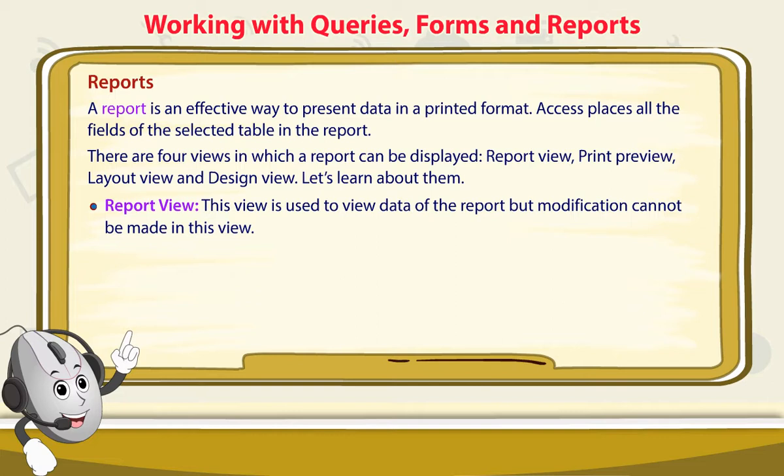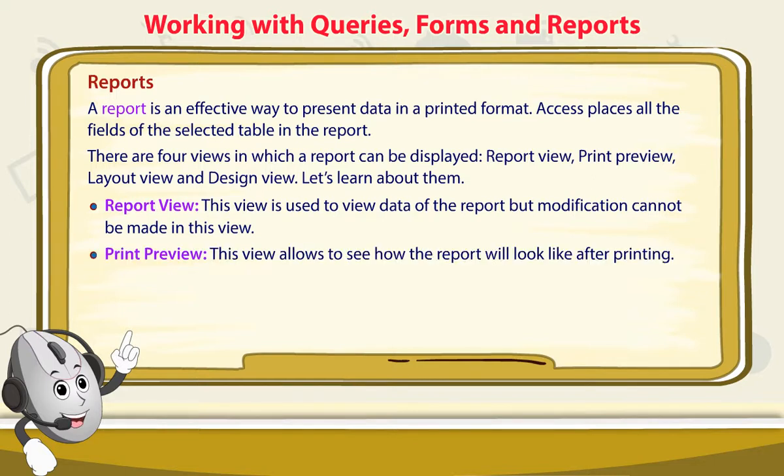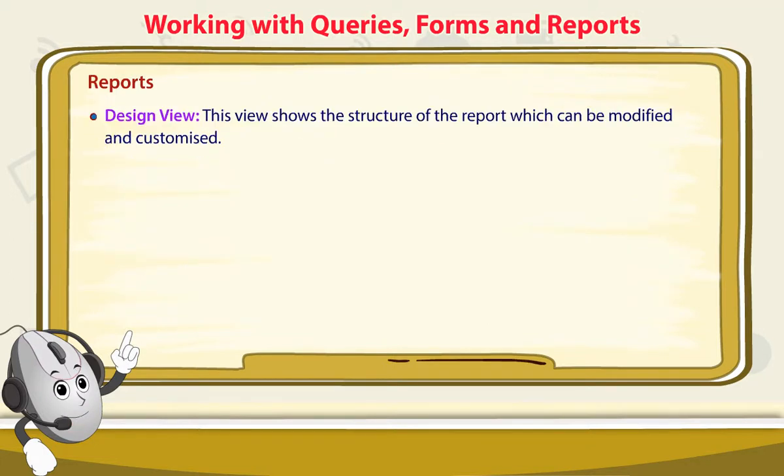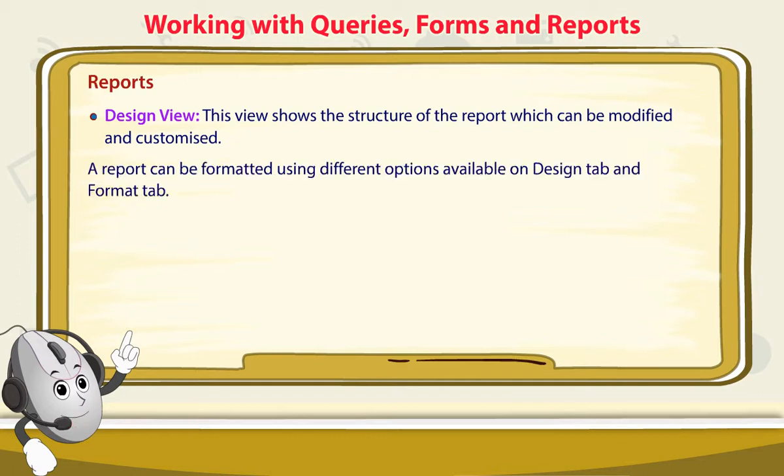Report View. This view is used to view data of the report, but modification cannot be made in this view. Print Preview. This view allows you to see how the report will look after printing. Layout View. This view can be used to edit the design of a report. It actually shows how the report will appear to the user. Design View. This view shows the structure of the report, which can be modified and customized. A report can be formatted using different options available on the Design tab and Format tab.